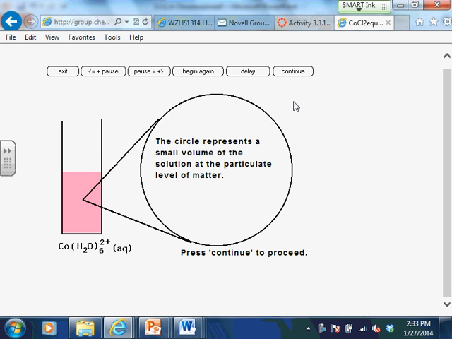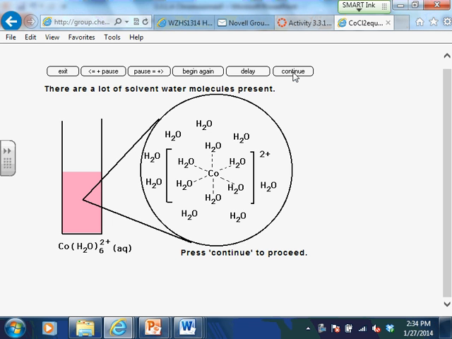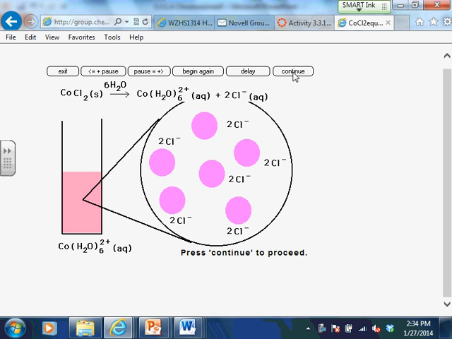So the circle represents a small volume of the solution at the particulate level of matter. So it's showing what's going on at the particle level. So you've got your Co connected to the 6 H2O molecules. And there's a lot of water surrounding it, okay? So obviously these cobalts have a lot of water molecules that they can complex with. So there's an overabundance of water there. Pink dot's going to be used to represent one complex ion, it says. So then, again, we've got a bunch of those, and some Cl minus in the solution, okay?